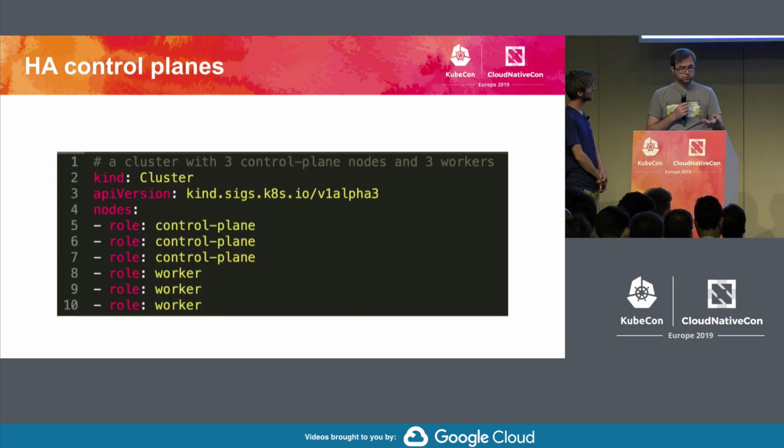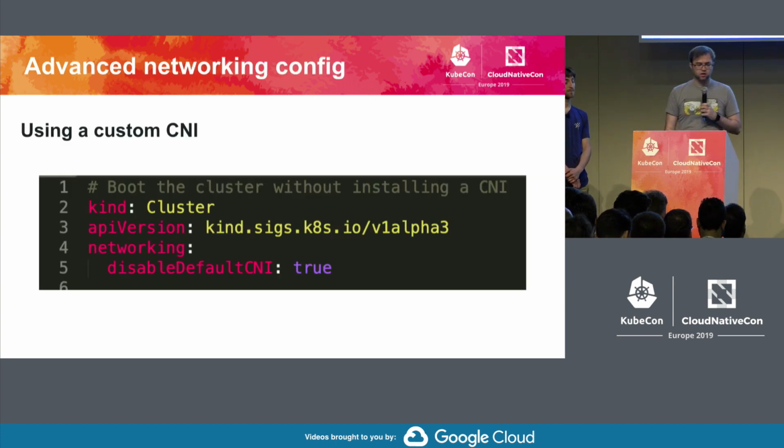Or if you want a bunch of nodes, you can have multiple control planes. We'll set up a load balancer container and do HA. And you can have workers, and you can simulate doing rolling things across your cluster between nodes. And if you want to do things like, okay, kind ships its own lightweight CNI, but I wanted to integrate with Weave, then you can disable the default CNI and deploy your own.